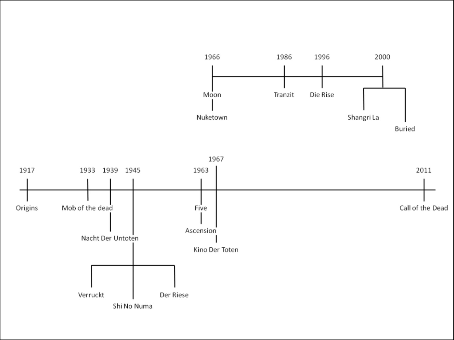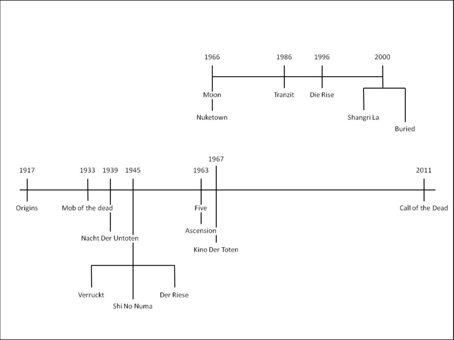Verrückt, Shi No Numa, and Der Riese are reported to happen within a couple of months of each other, and I kind of agree with that, for the most part. And I'll get to my reasoning why when I go over my theory about these maps and their time and place.